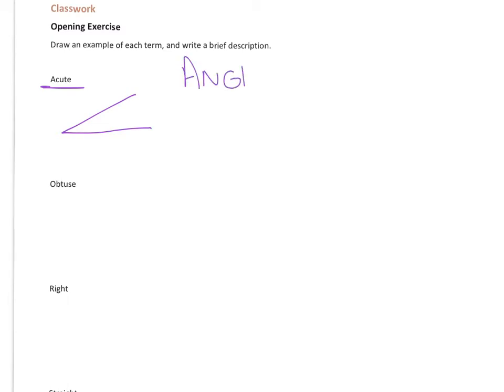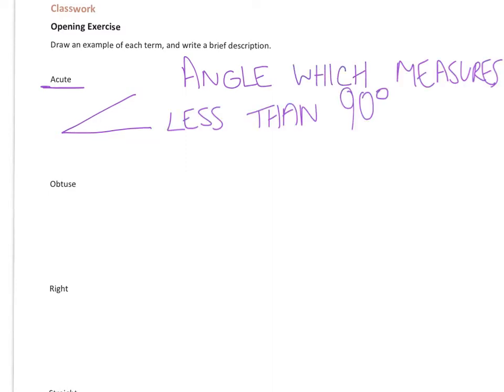An angle which measures less than 90 degrees. So an obtuse angle is like that. An angle which measures more than 90 degrees.